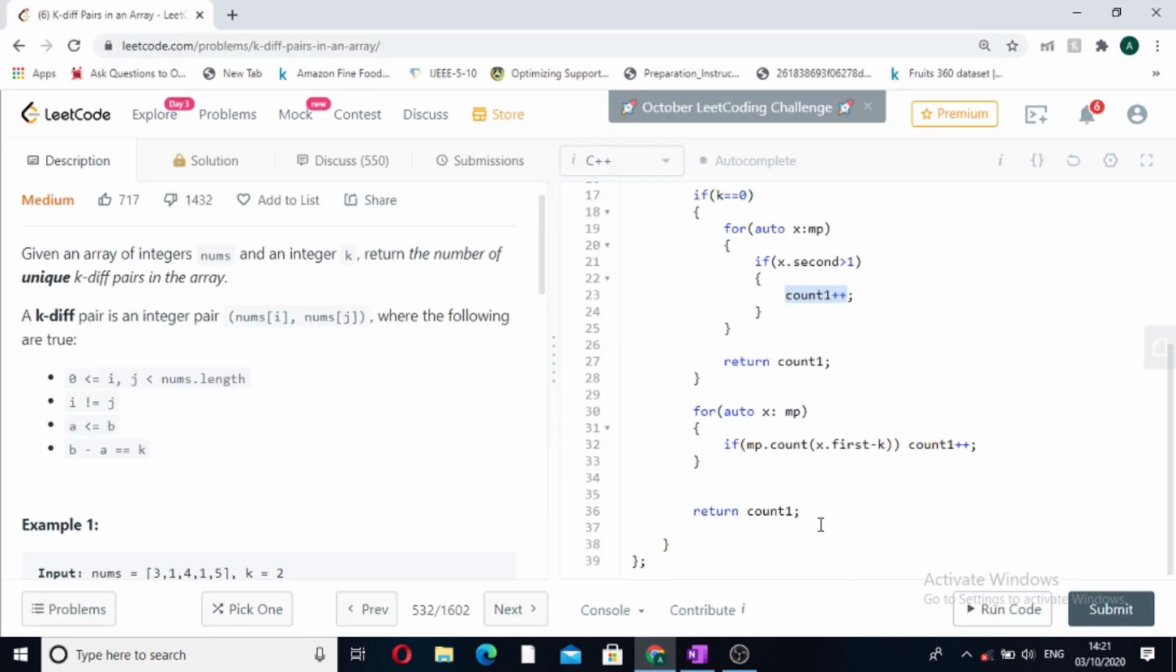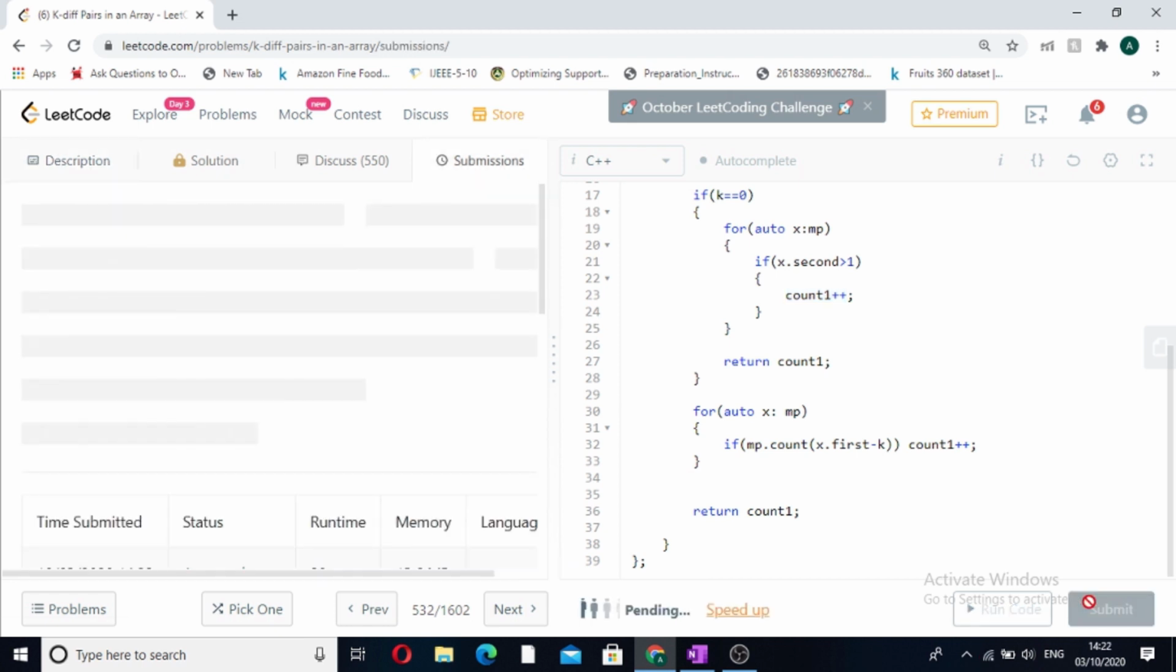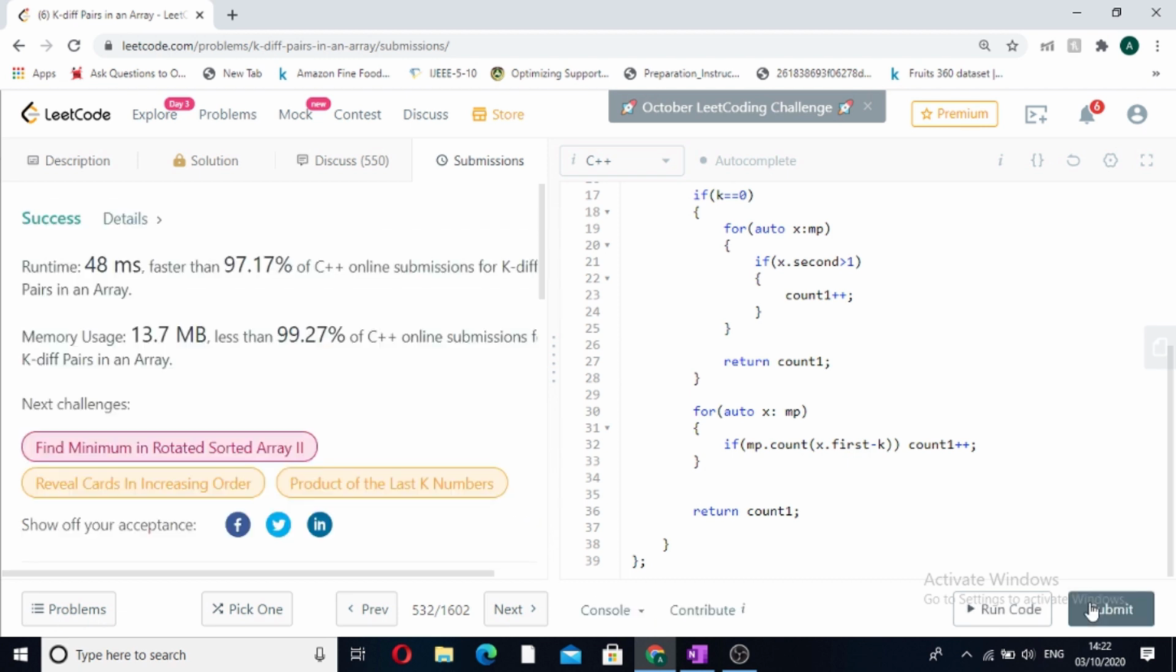So now let's run the code. So guys, you can see that the code is running and it is giving almost 100% accuracy.